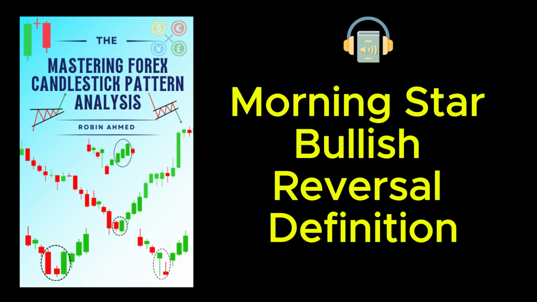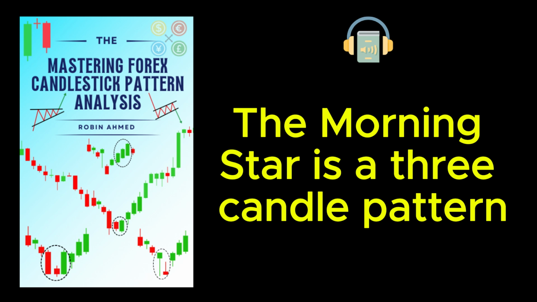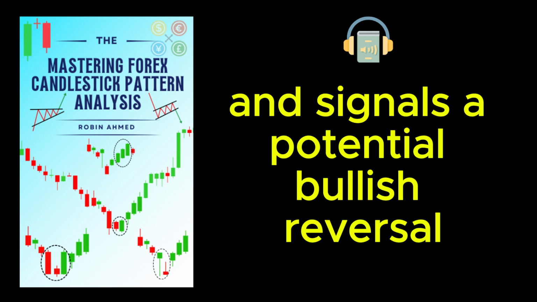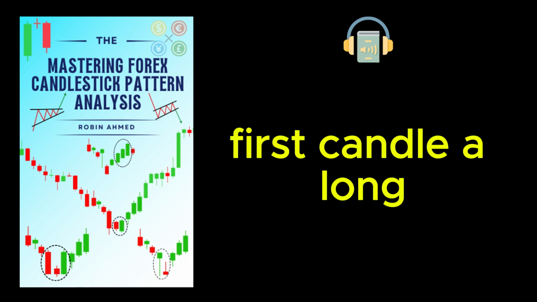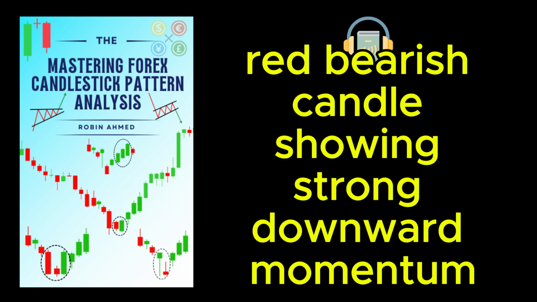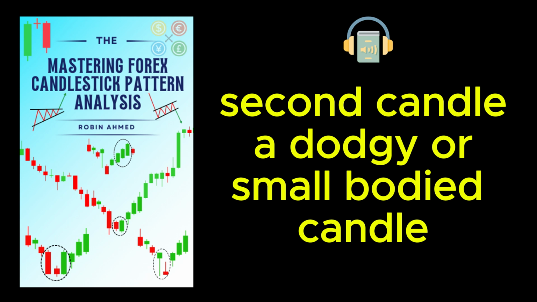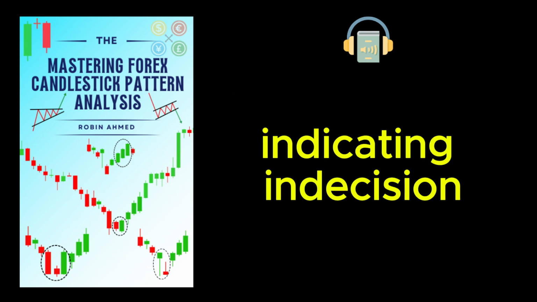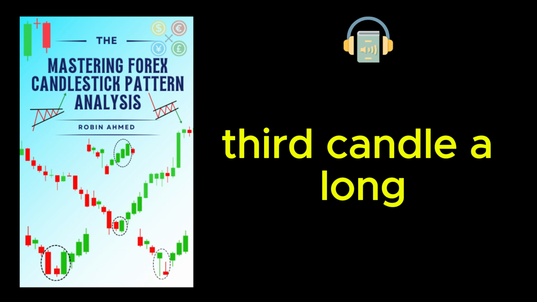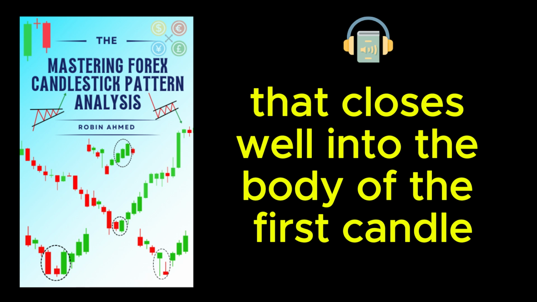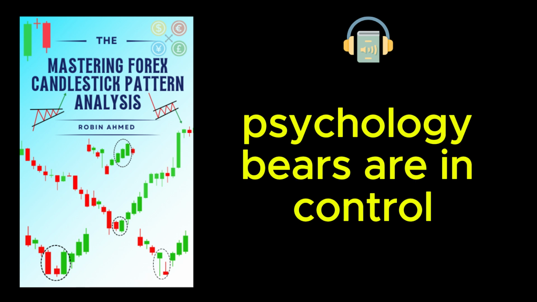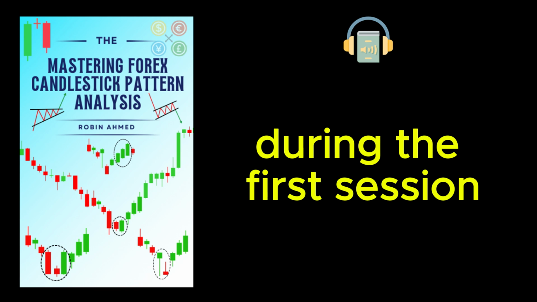1. Morning star, bullish reversal. Definition: the morning star is a 3-candle pattern that appears after a downtrend and signals a potential bullish reversal. Structure: first candle, a long red, bearish, candle showing strong downward momentum. Second candle, a doji or small-bodied candle indicating indecision. Third candle, a long green, bullish, candle that closes well into the body of the first candle. Psychology: bears are in control during the first session.